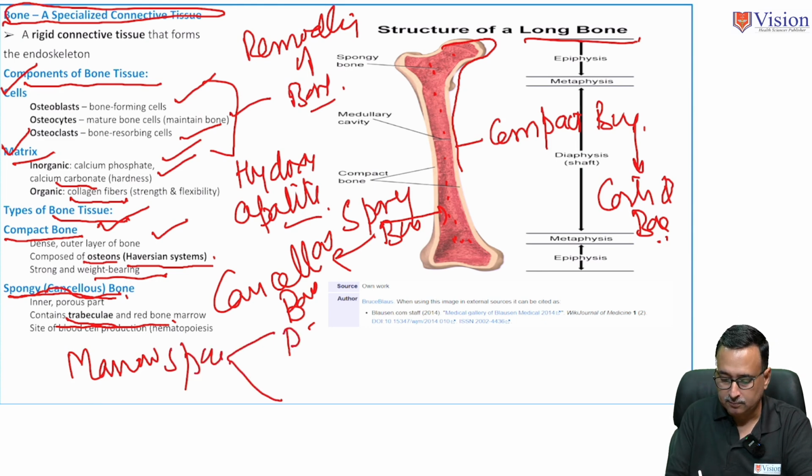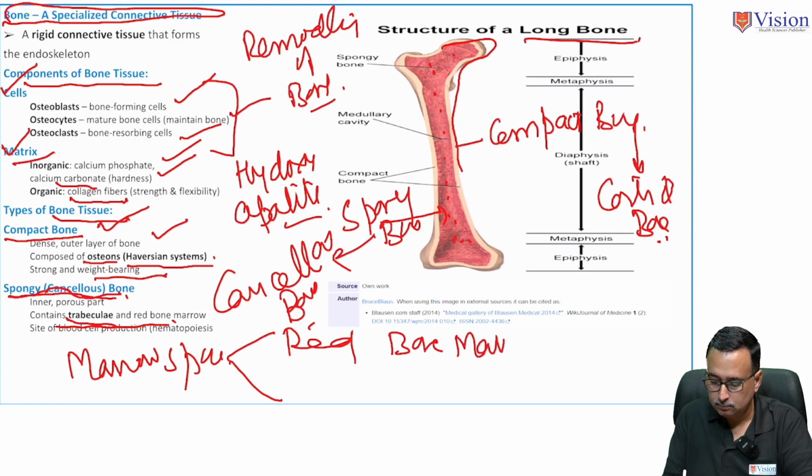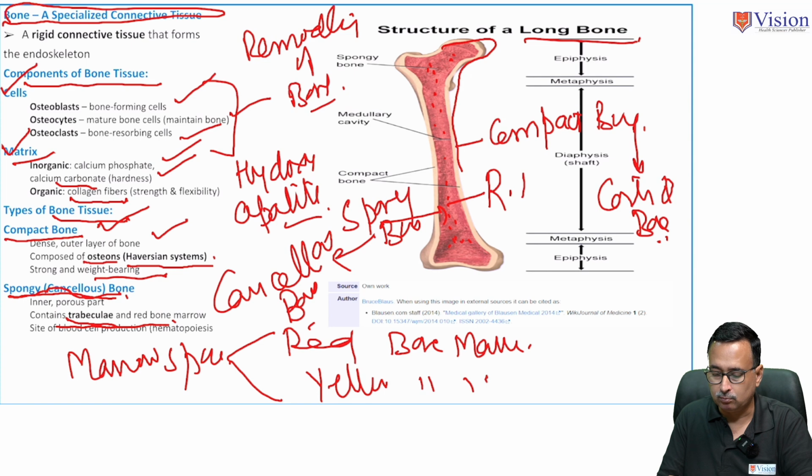If it contains red tissue responsible for RBC formation, then it is called red bone marrow. If marrow spaces contain fat cells, which are inactive tissue and don't perform erythropoiesis or RBC formation, then it is called yellow bone marrow. So this spongy bone here in this diagram is of red color, and we can consider it as red bone marrow.